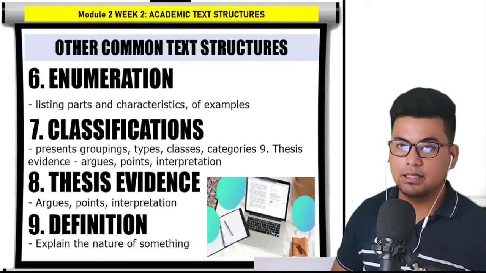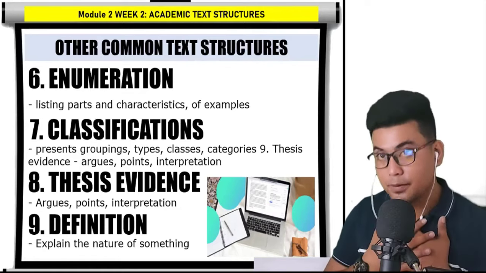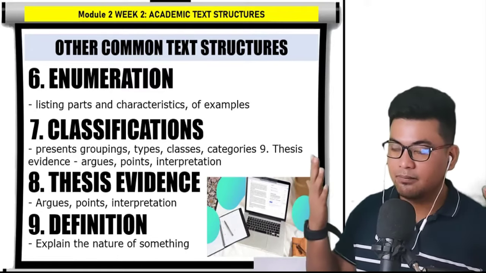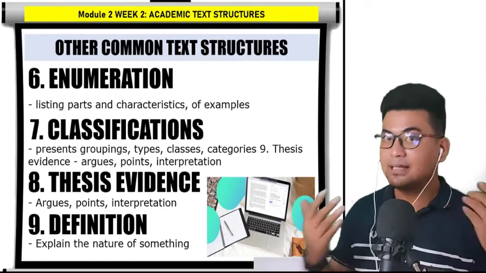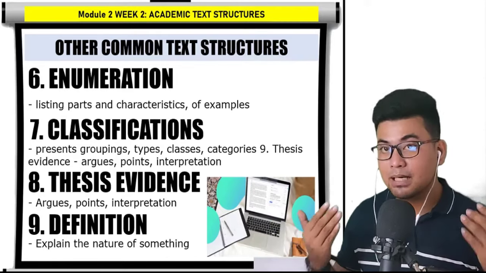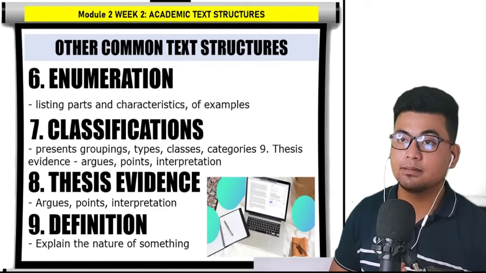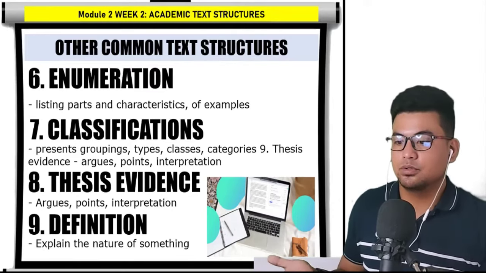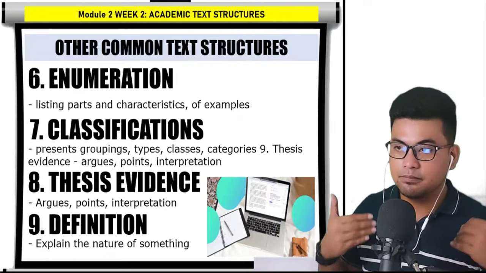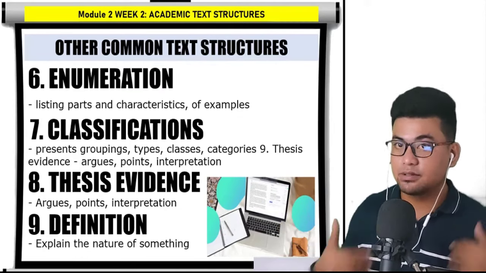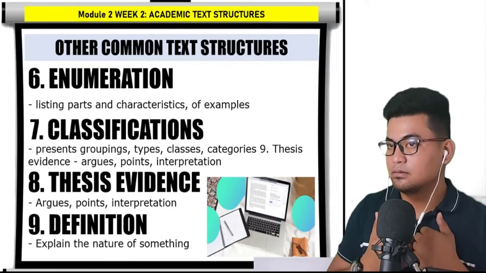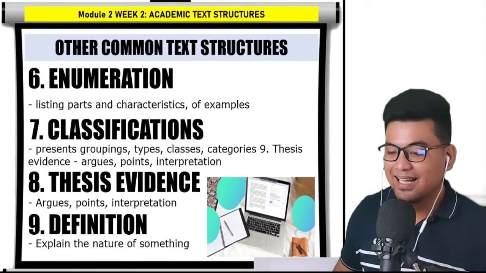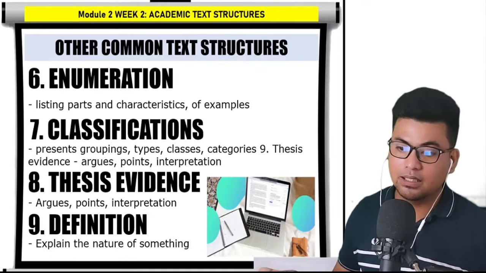Number 9 is the easiest one, I think so. Personally, for me, the definition. It's just explaining the nature of something. You're just defining what is a pun, what is pandemic, what is new norm, what is Bansud Institute, what is lily, lilac, or lotus. It's just the definition. You just give the meaning of it and then you describe it as far as you want. Okay, all right, so those are the other common text structures.